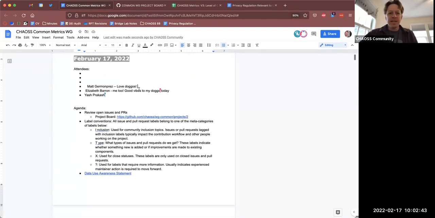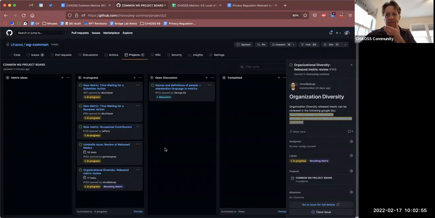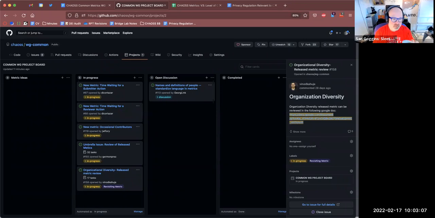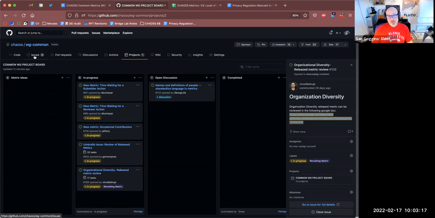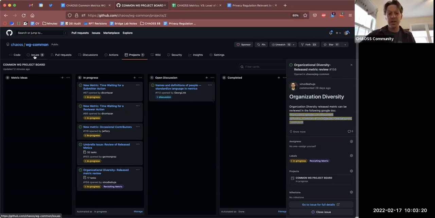Got a couple things that I'd like to get through today. First is I've created a project board similar to what we have in DEI. And I'm finding this pretty useful in terms of tracking the work that we're doing. Yeah, I use that on Augur too. It's pretty helpful. We haven't done this in any of the working groups until now. So DEI has one and Common has one. And it's pretty great for just seeing what's going on at a high level in the project.